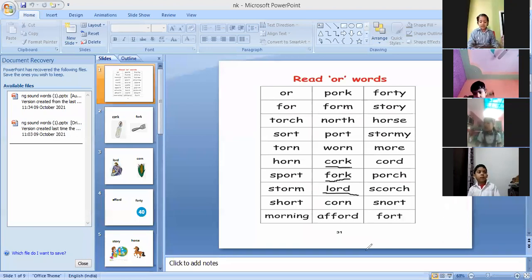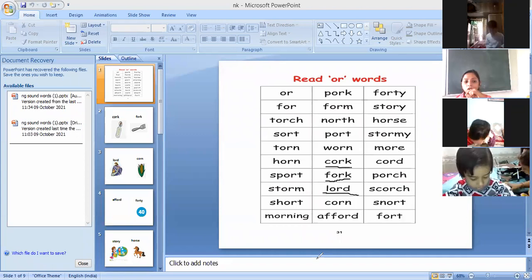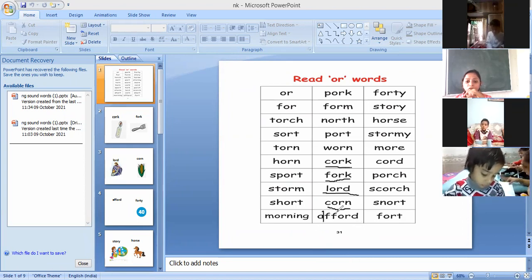L or d, lord. K or n, corn. Corn. A or d, afford. Afford.